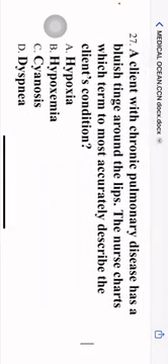Now MCQ number 27. A client with chronic pulmonary disease has a bluish tinge around the lips. The nurse charts which term to most accurately describe the client's condition: hypoxia, hypoxemia, cyanosis, or dyspnea. Which one of the following is correct? Option C is the correct option. Cyanosis is correct in question 27.